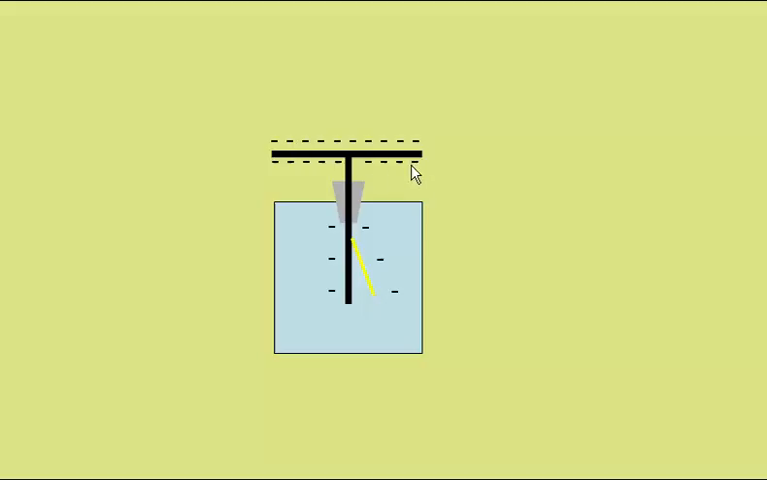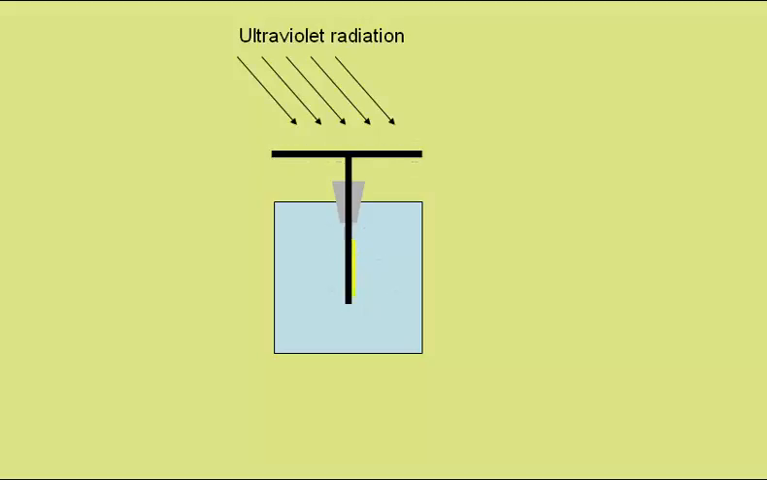lid, the gold leaf will also become charged up, and the rod here is charged up, both with the same negative charge. As like charges repel, the gold leaf sticks out, like this. If we shine ultraviolet radiation onto the zinc plate, the gold leaf drops back down to its original position, showing that the charges must have been dissipated.